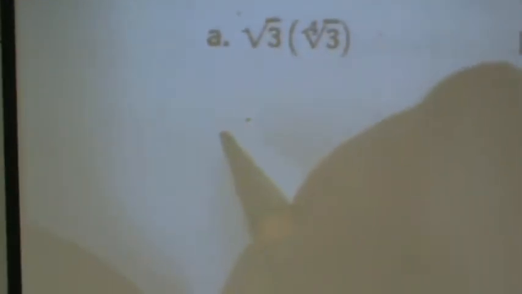We're reasoning here, using the rules and properties that we learned in the past and applying them to these problems. So how do you think you do this problem? It says the square root of 3 times the 4th root of 3. Can I put it together? No, you can't, because their indices are different.